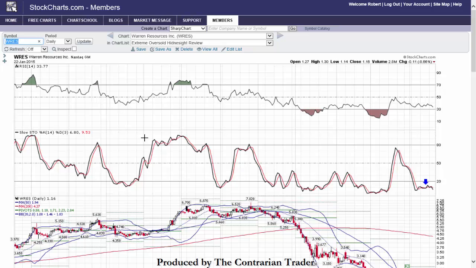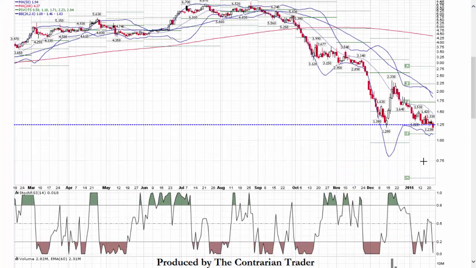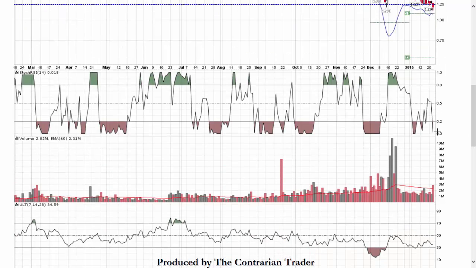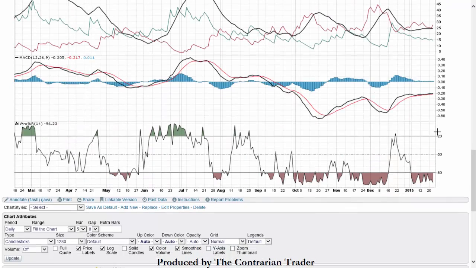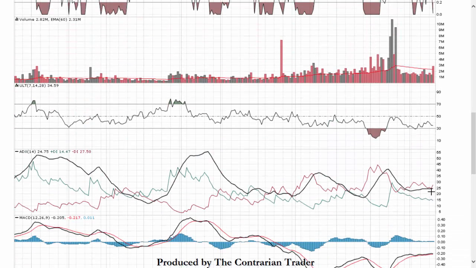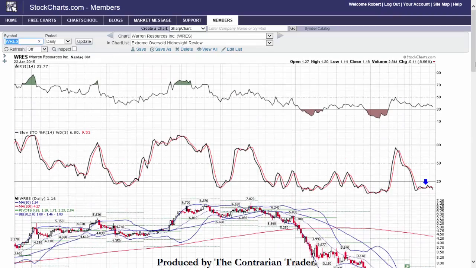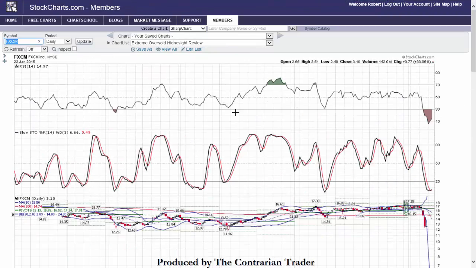Warren Resources, I would avoid. I could just tell already by the slow Stochs, a lower high or a rollover below 20 is always bearish. We're going lower. So I would avoid this trade right now, especially with the dollar in rally mode. ADX, double bottom setup in red. Looks like it wants to move higher. I would avoid. I wouldn't touch it.